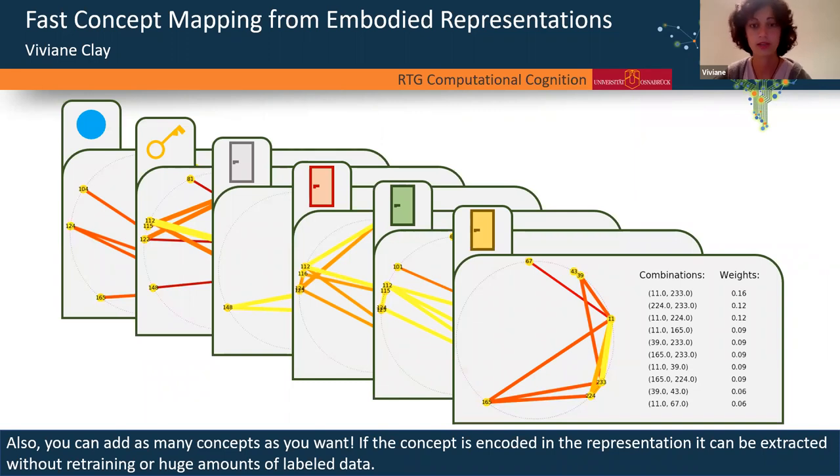Also, what's a nice property of this is that you can add as many concepts as you want. So if the concept is encoded in the representation, it can be extracted without retraining or huge amounts of labeled data. In a fully supervised object recognition network, if you train it and then you notice you also want to detect keys, you usually have to retrain the whole network again with this additional object class. While here, if the embodied agent encodes keys because they are action relevant, then you can also extract it.